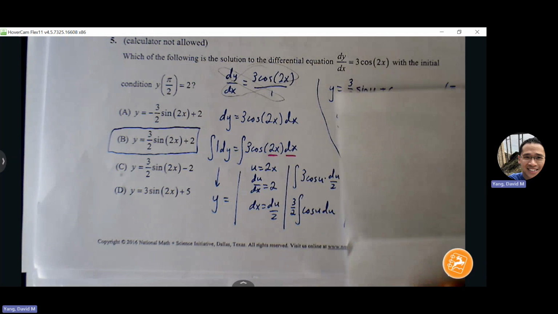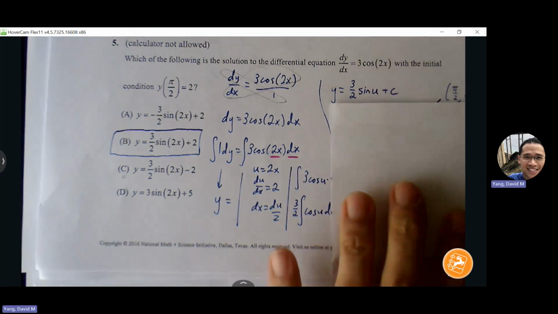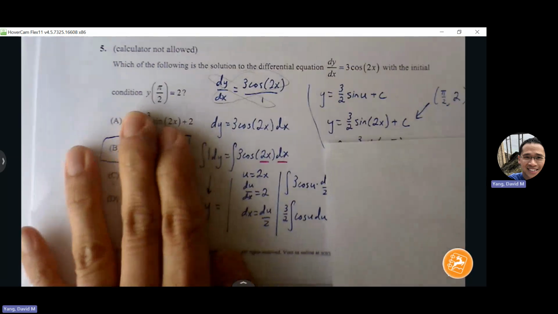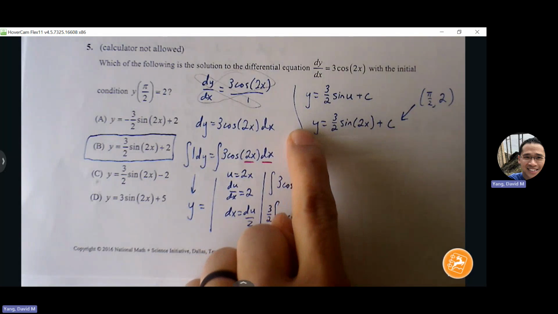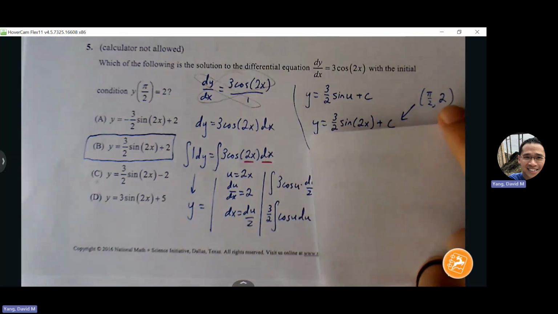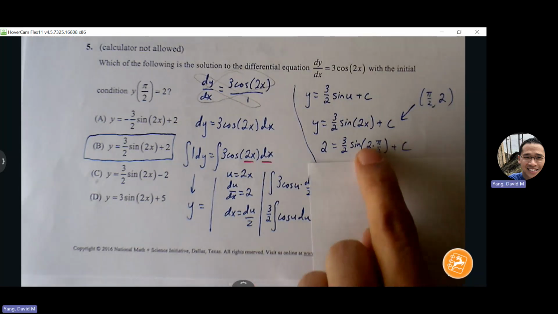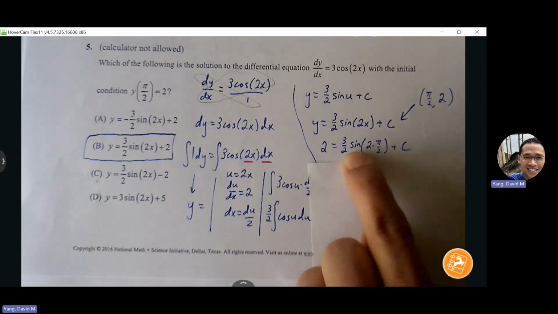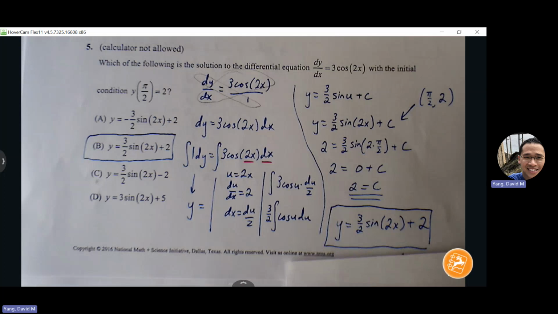Sine. Yeah. So 3/2 sine u plus c, replace the u back in terms of x. And then once we have our equation, there's no need to clean up the left side. It's ready to go. The only thing left to do is to solve for c, plug pi over 2 in for x, 2 in for y. We get sine of pi. Sine of pi is 0. That's going to wipe this whole thing out. So c equals 2. And if c is equal to 2, I can put c back into my general equation.